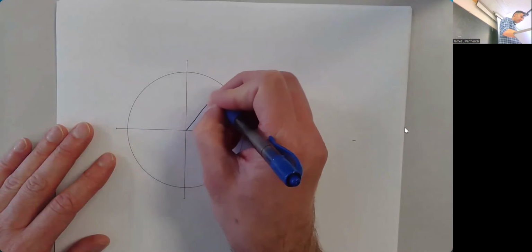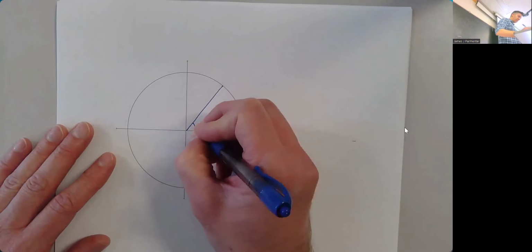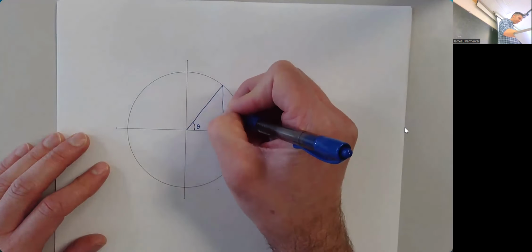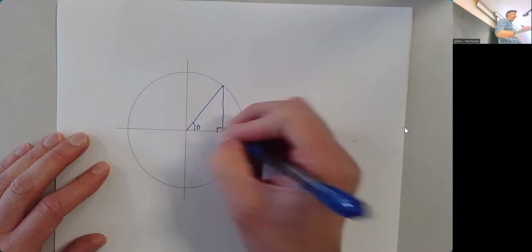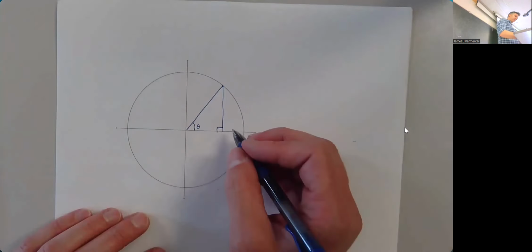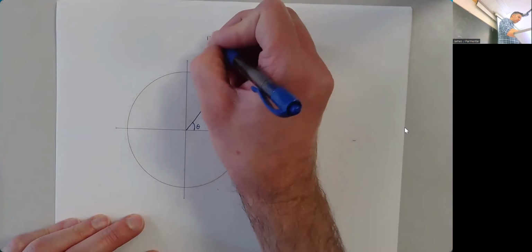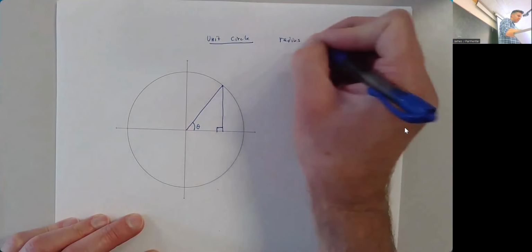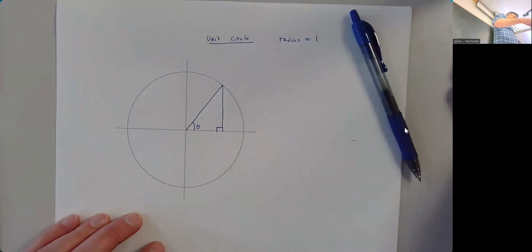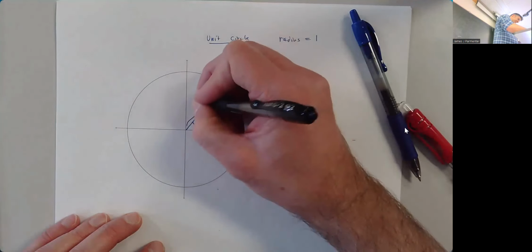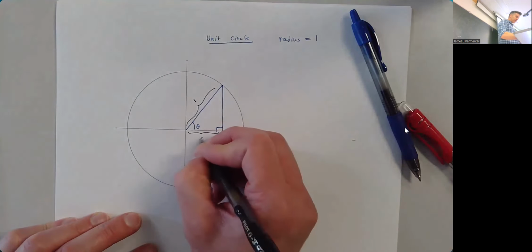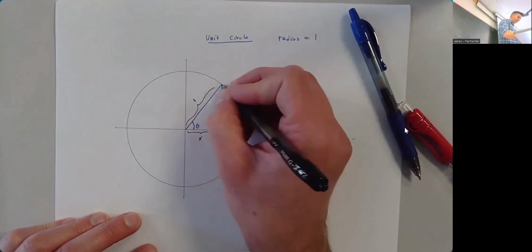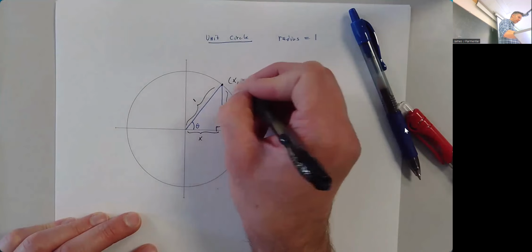So when we talk about evaluating trigonometric functions of an angle, we are typically doing something like this. We're saying, here's our angle theta, and we are dropping a perpendicular to the x-axis, always to the x-axis. And I'm thinking of this being a unit circle, which means the radius is equal to 1. So this length here is 1. And we're thinking of this side length here being x, this side length here being y. And this point here being x, comma y.